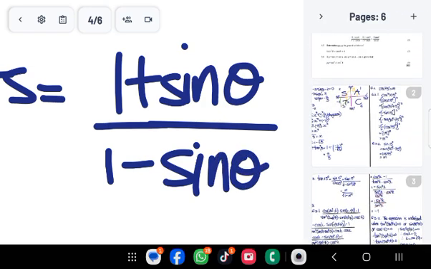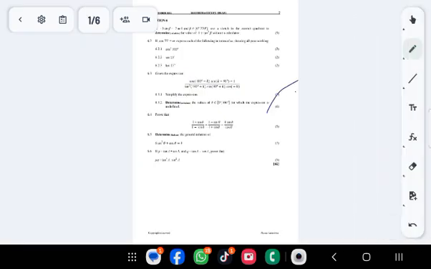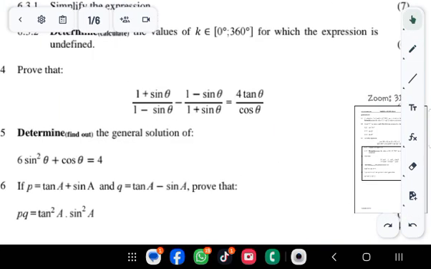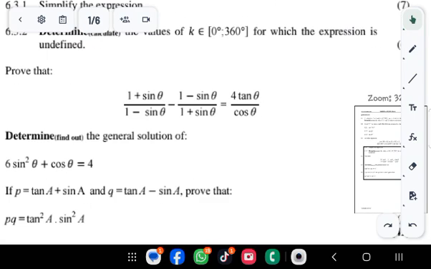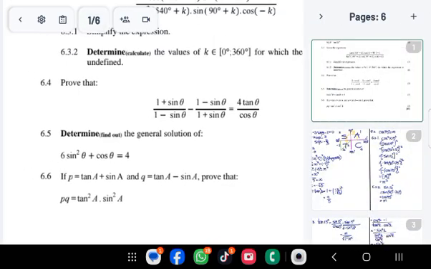Let's go back to the question. We need to prove that it is equal to the right hand side. Minus 1 minus sine theta over 1 plus sine theta. All right.